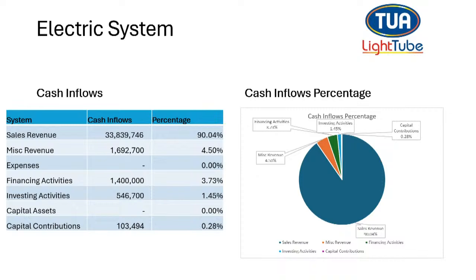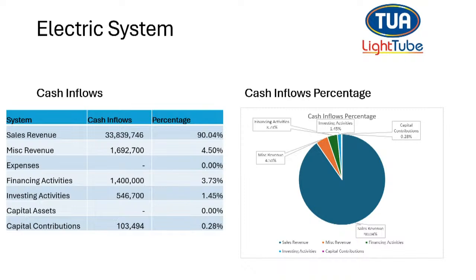So for the electric system, I can't read the numbers from here, but I'll tell you the numbers. So the sales revenue, I'm trying to read it off the actual pie graph, and it's not going to work. Financing activities, 3.73%. Cash flow, 4% is 1.45%. Capital contribution, 0.28%. Sales revenue, 90.04%. Lower your glasses. Yeah, I may need those. Okay, so I can see a little bit of it.